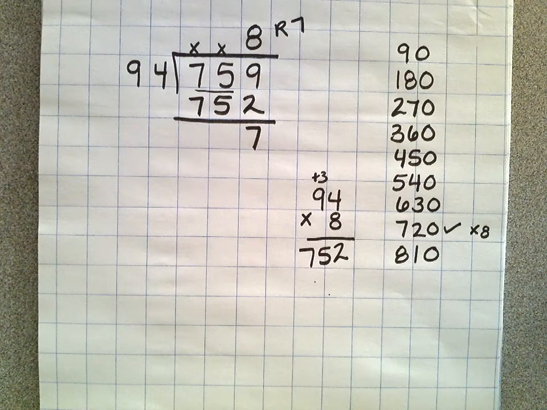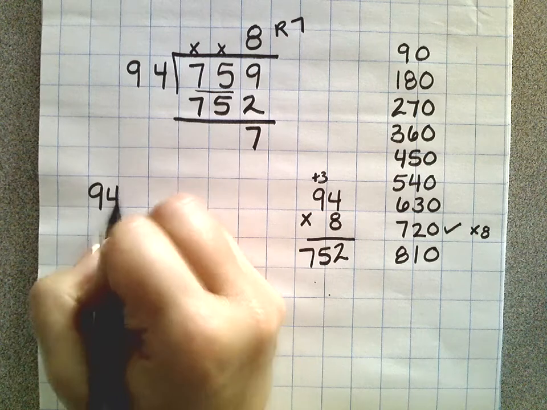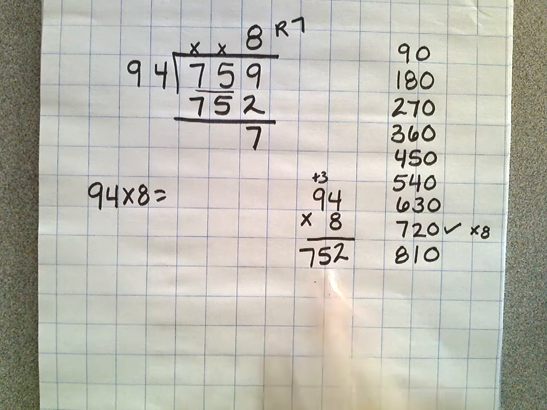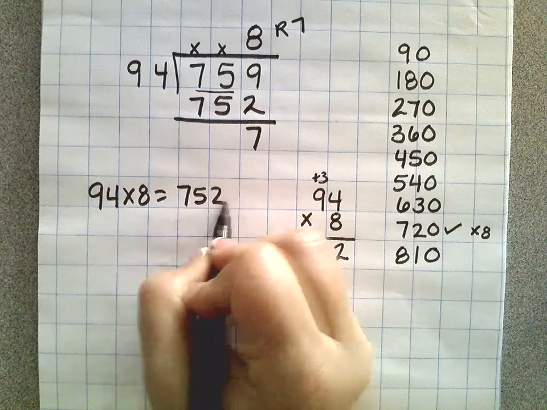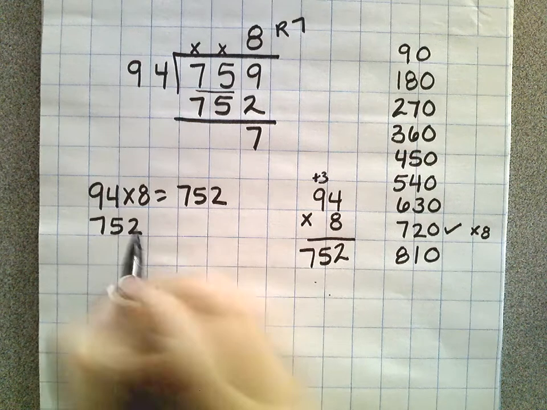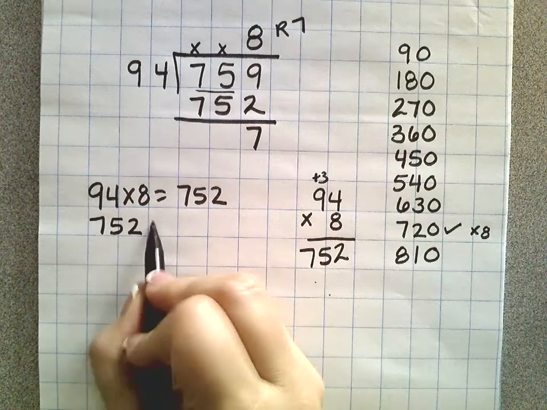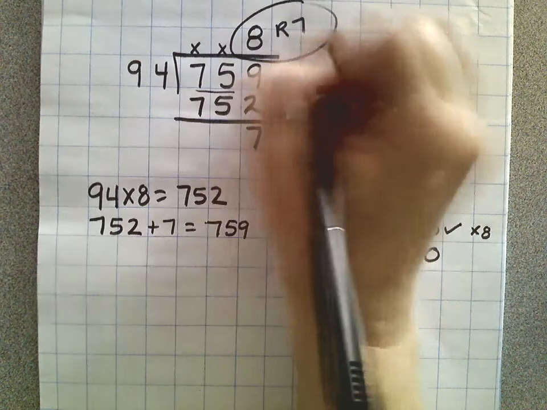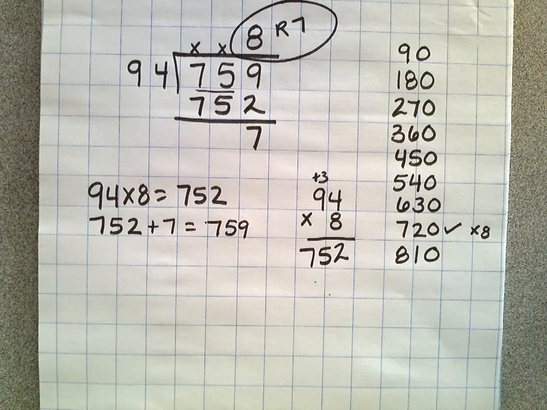We're going to go ahead and check with multiplication. So 94 times 8, we've already done that. 752. And we add on our remainder. Plus 7, 759. So therefore, our answer, 8 remainder 7, is perfect.